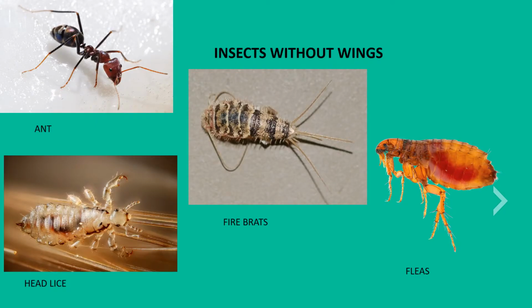Here are examples of insects without wings. A few insects do not have wings, and the examples are ant, headleys, fire brats and fleas. These are the insects which do not have wings.